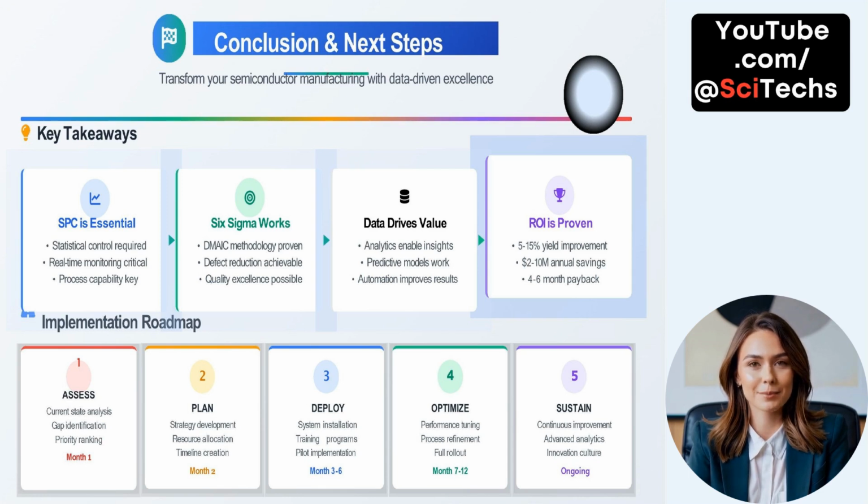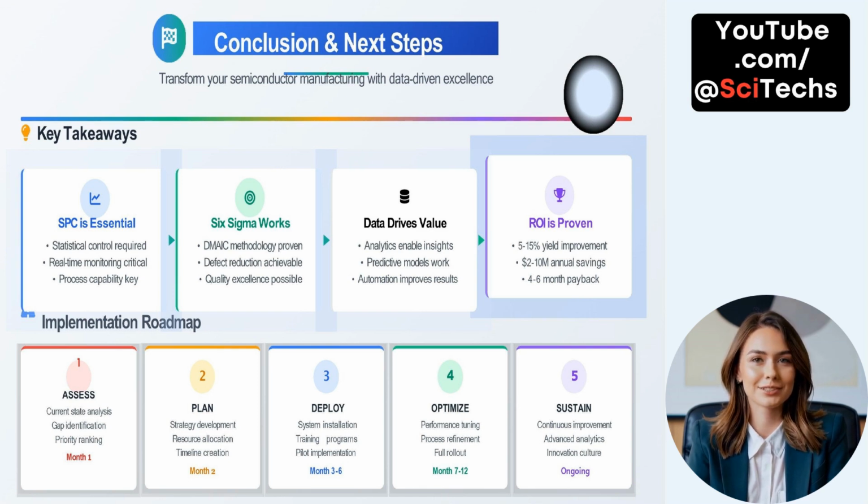Conclusion and next steps. To transform semiconductor manufacturing with data-driven excellence, several key takeaways guide the journey. First, SPC, or Statistical Process Control, is essential. Statistical control ensures consistency, real-time monitoring enables immediate corrective action, and understanding process capability is critical for maintaining yield.